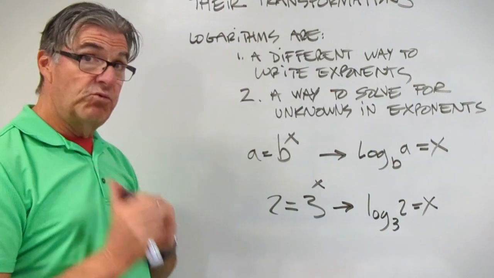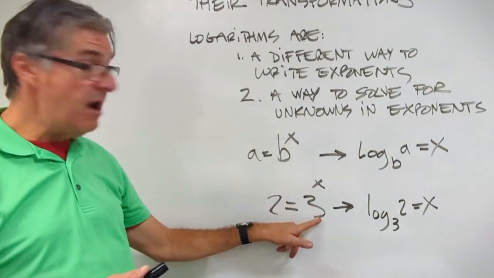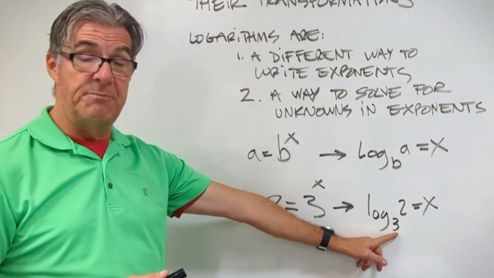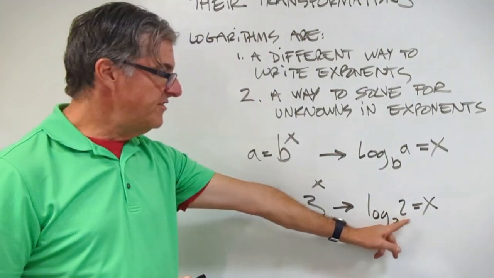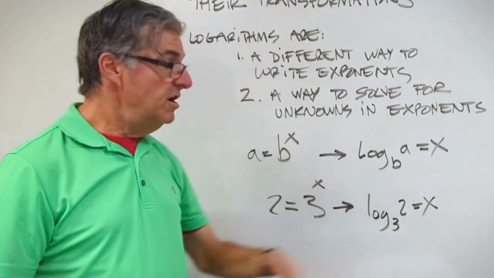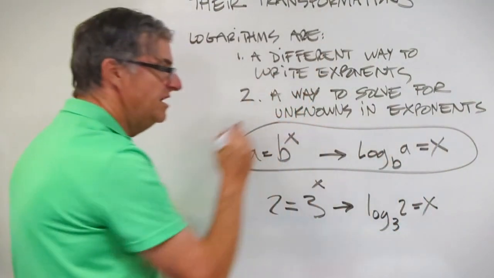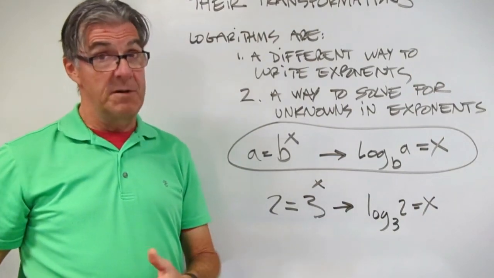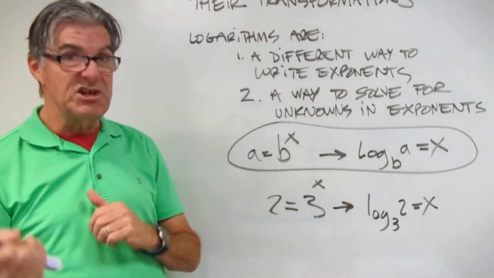Now the way I remember how to do this is the base of the power becomes the base of the log. And then the other number goes here, and the x is out by itself. So if you just remember this phrase, and actually it's in your IB formula booklet, my hope is that by the time you've done enough of these, you don't need to look for that.